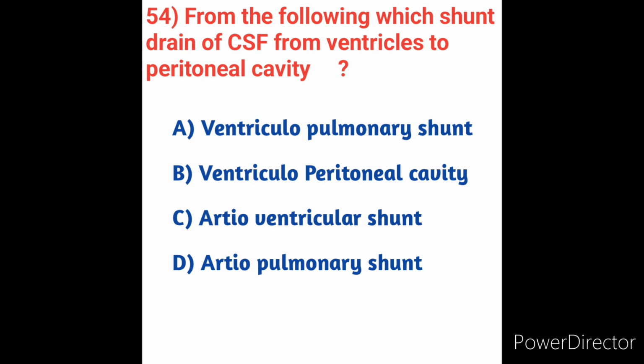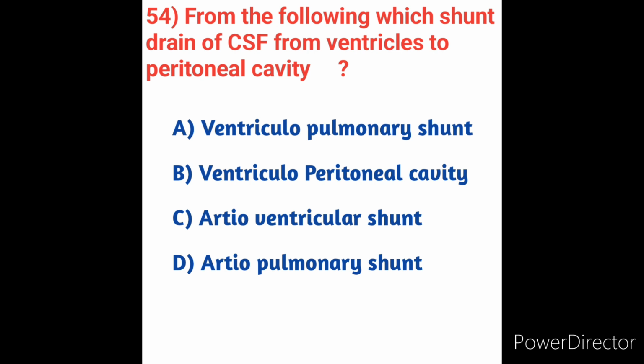We will see here options. Option A, ventriculopulmonary shunt. Option B, ventriculoperitoneal shunt. Option C, arterioventricular shunt. Option D, arteriopulmonary shunt.